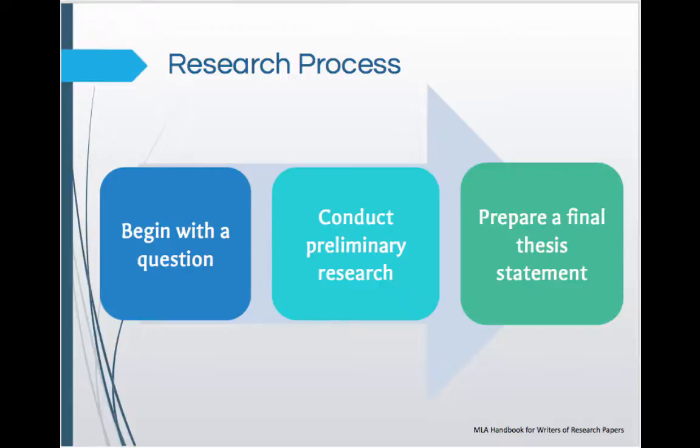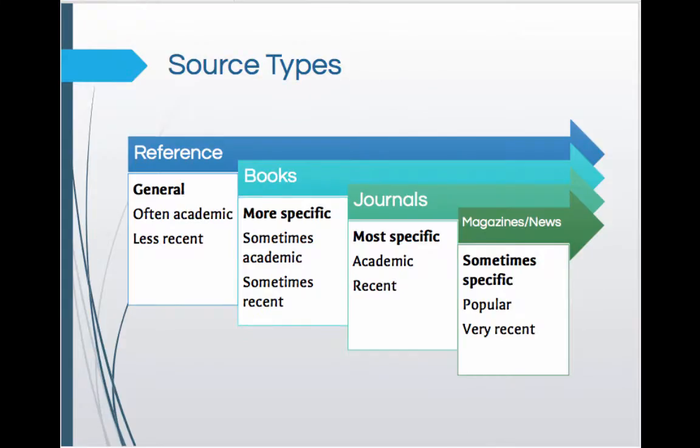So let's look at some of the different types of items that you might be gathering when you're doing your preliminary research. These are just some basic source types. Reference sources are the most general. They're often academic, but they're less recent. That means that these are things like encyclopedias or subject-specific dictionaries. These kinds of things take a long time to have a massive reference work made about them. So this is better for more general info.